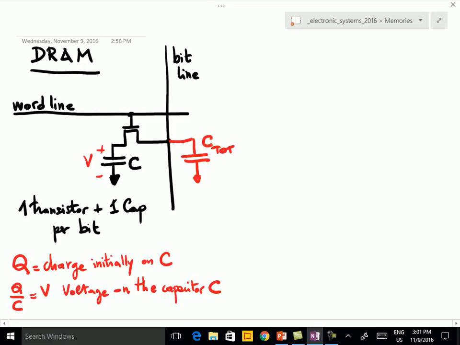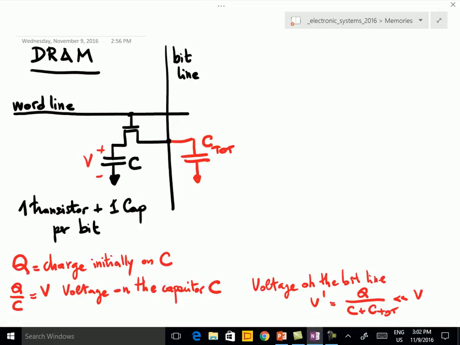So the voltage on the bit line, let us call it V prime, is equal to Q over C plus C tot. But since the total capacitance is much larger than C, this voltage V prime is much smaller than V. It really can be very much smaller because, for example, V can be 1 volt, but the total capacitance is, let's say, 500 times the single capacitance of the memory, and then this volt is divided by 500. So we only see a 2 millivolt variation on the voltage of the bit line, which is, of course, too small for a voltage that can be a valid digital signal.